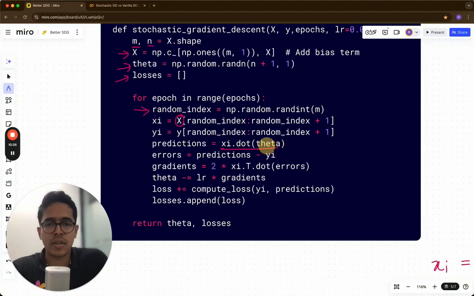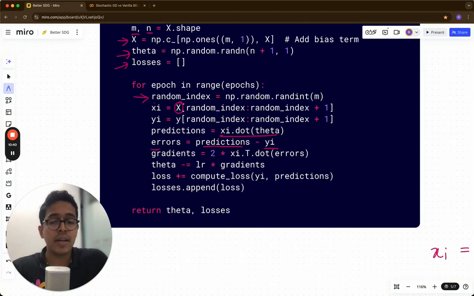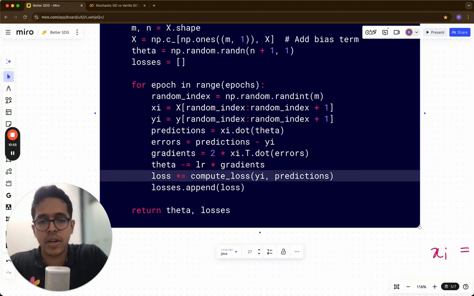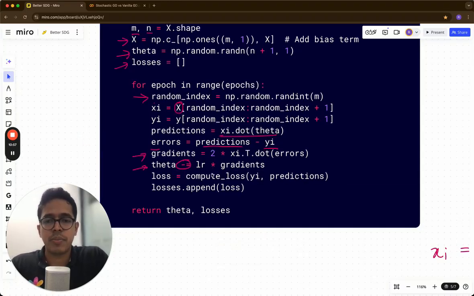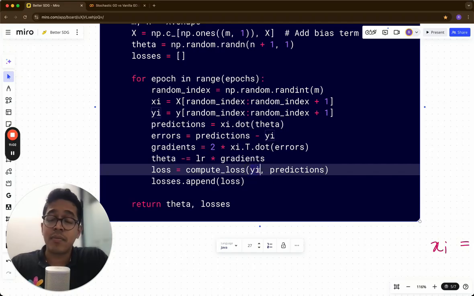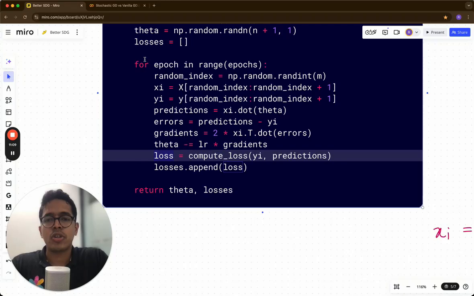Xi dot theta, then error is nothing but the predicted value of y minus yi itself, and the gradient uses the same formula as before. Then theta equals theta minus learning rate times gradient. That's why this is minus equal to. One thing I have to correct here is that this is not loss plus equal to, it's simply loss equal to compute loss. The compute loss function will compute the mean squared error, where yi is the actual value of y and predictions is the predicted value of y, and then we are appending the value of loss to the losses array.